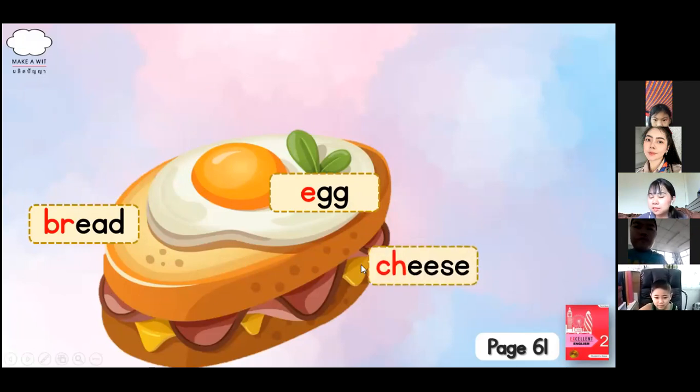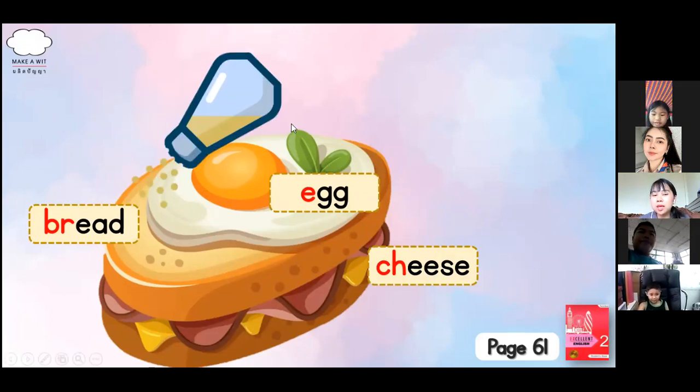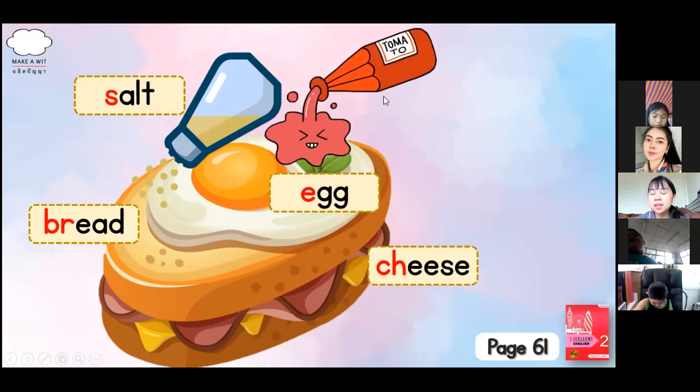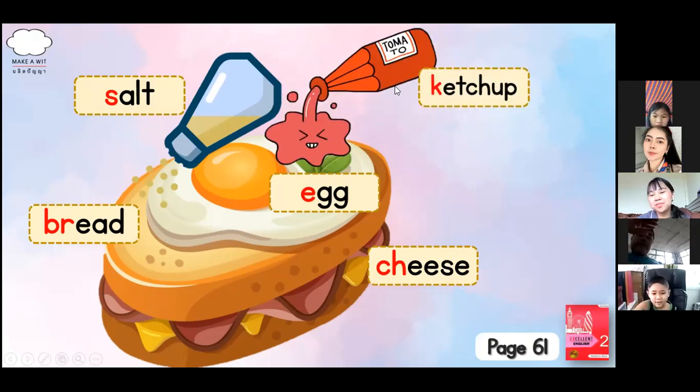What is this yellow thing? What is it? Cheese. Cheese. And then we have salt. Salt. And ketchup. Very good.